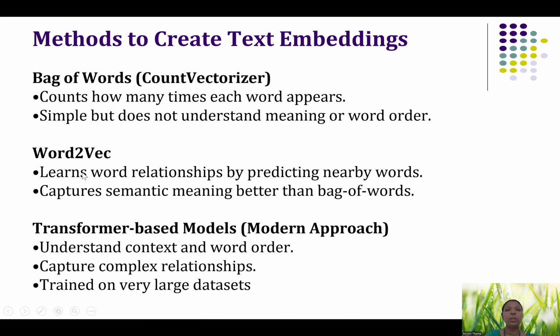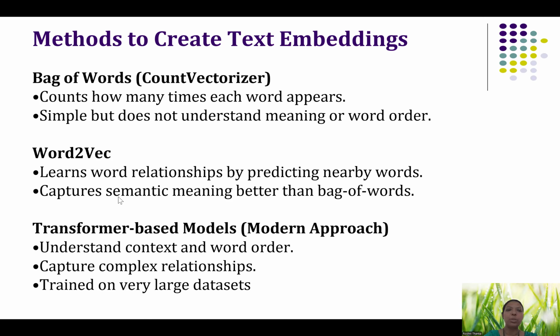Another method is word to vector. This is another method to do the embedding, which means converting the text to numbers. Here it learns a word and finds the relationship between the words by predicting the nearby words. So it captures the semantic meaning better than the bag of words. Bag of words will not understand the meaning, but here it understands the semantic meaning. That's what is so important, right? Rather than understanding based on keyword search, if you understand the words based on semantics, that is a meaningful match, it is a better idea.